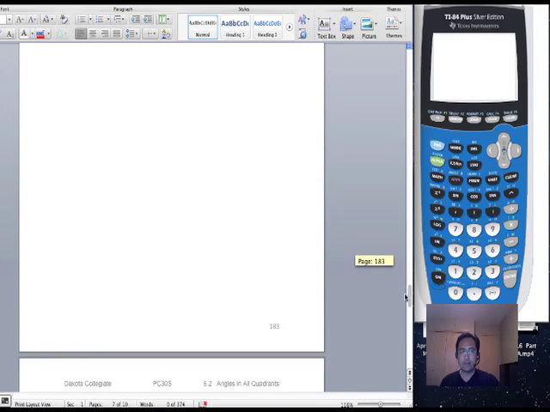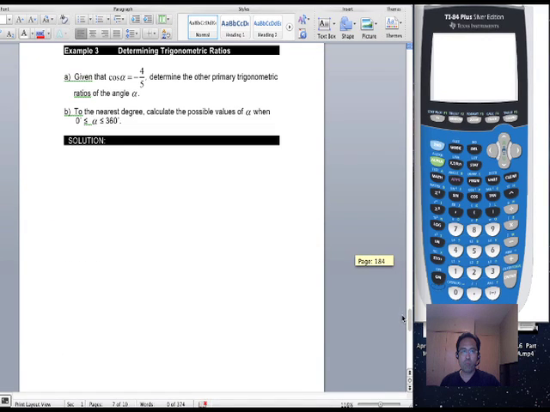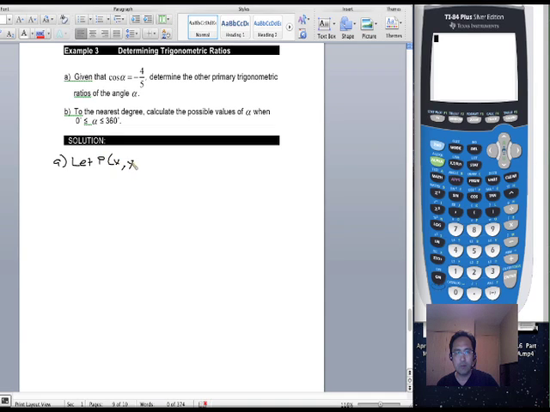Okay, now in the last example for this question, it now has the cosine ratio, and you're supposed to determine all the other trigonometric ratios of the angle alpha, and to the nearest degree calculate other possible values of alpha when we're going between 0 and 360. Okay, so for A, let's let point P be a terminal point.